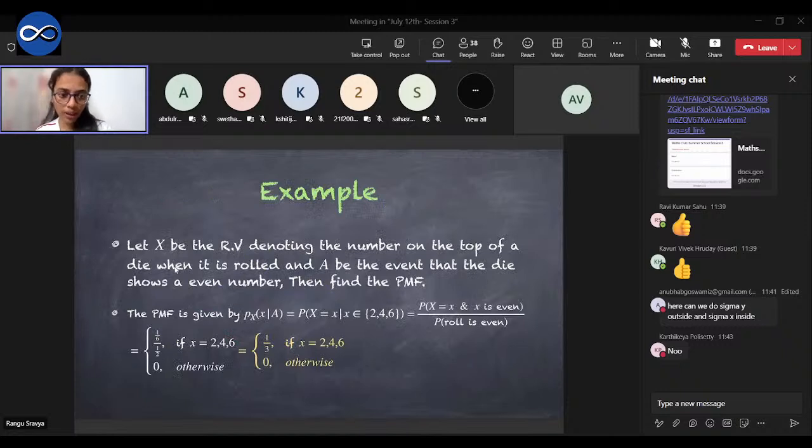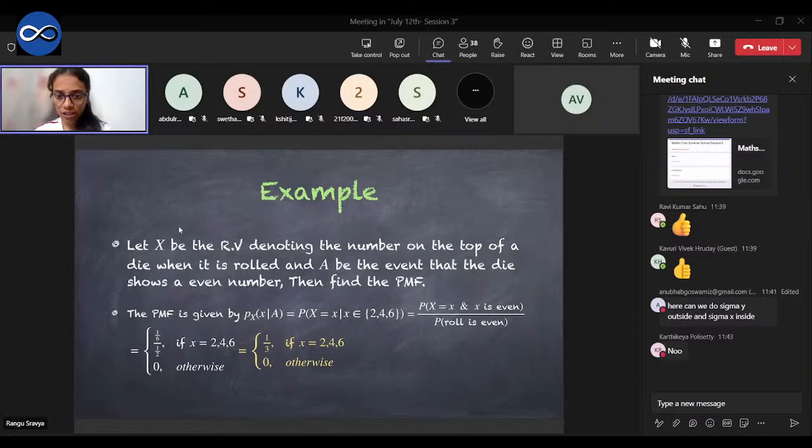So let's look at an example to understand better. Let x be a random variable denoting the number on the top of a die when it is rolled, and A be the event that the die shows an even number. Then find the PMF. So we need to find the conditional PMF of x. Here, what's the random variable? The random variable is the number on the top of the die when it is rolled, and the event is that the die shows an even number. So for finding the PMF, we need to find the probability that x equals x given x belongs to {2, 4, 6}.